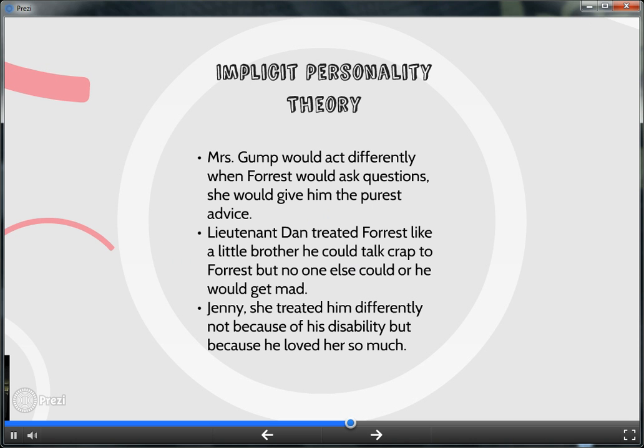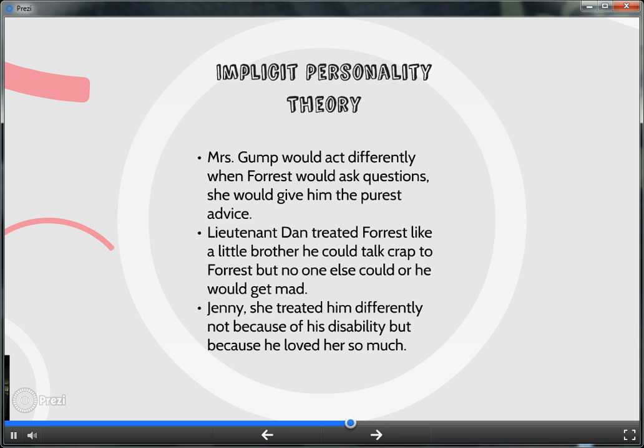Implicit personality theory. Your unique set of beliefs and hypotheses about what people are like provides a way of organizing the vast array of information you have about other people's personalities. In my own words, personality theory is how a person acts towards another person based on the situation or the person's personality.